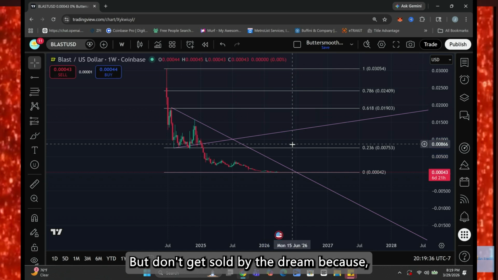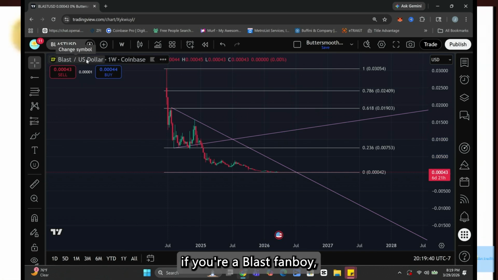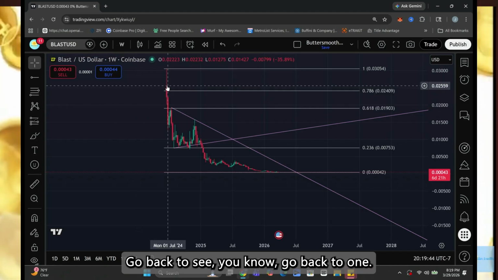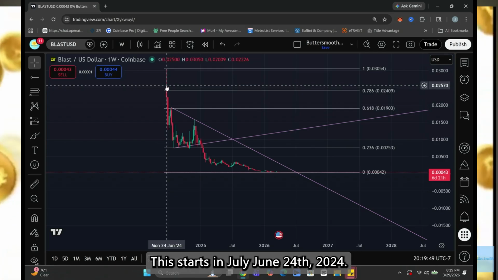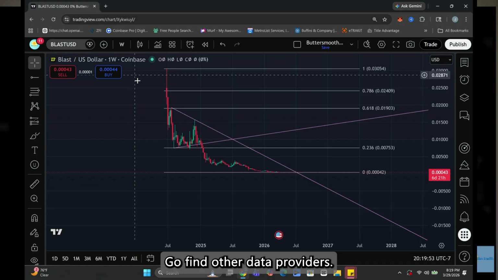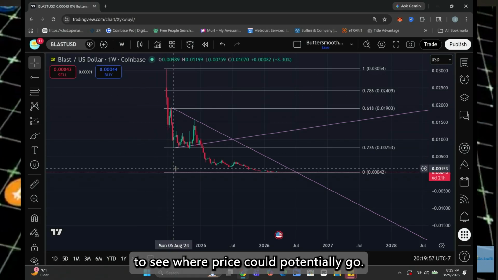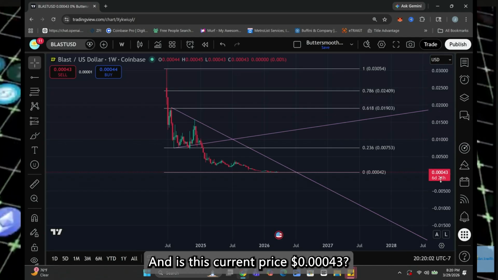So you see here, it's just a huge upside potential on so many of these tokens, but don't get sold by the dream. If you're a Blast fanboy, don't look at just the Coinbase chart. Go back to one where this starts in June 24th, 2024. Go find other data providers. Go find where you could see the full chart since the token came out to see where price could potentially go.